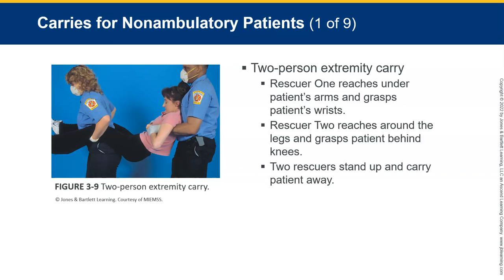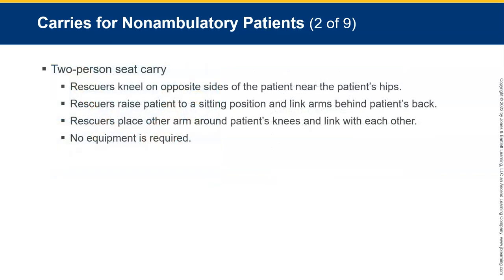Two-person extremity carry. This can be performed by two rescuers with no equipment, and uses the patient's extremities to move them. Rescuers help the patient sit up. One kneels behind the patient, reaches under the patient's arms, and grasps their wrists. Rescuer two then backs in behind the patient's legs, reaches around, and grasps behind the knees. That's the two-person extremity carry. We've got lots of them here.